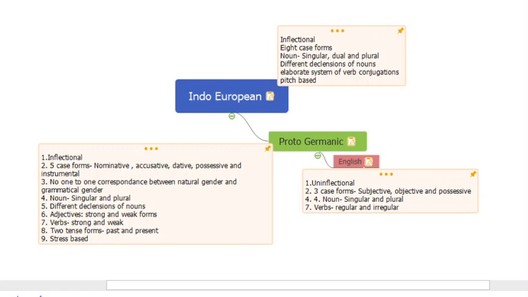Hello everyone. Today we are going to learn about the characteristics of Proto-Germanic languages.